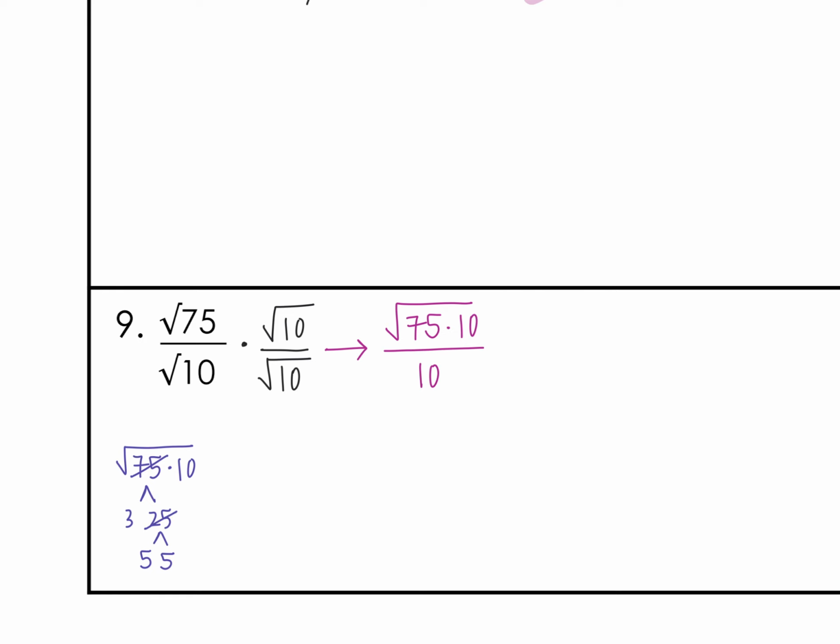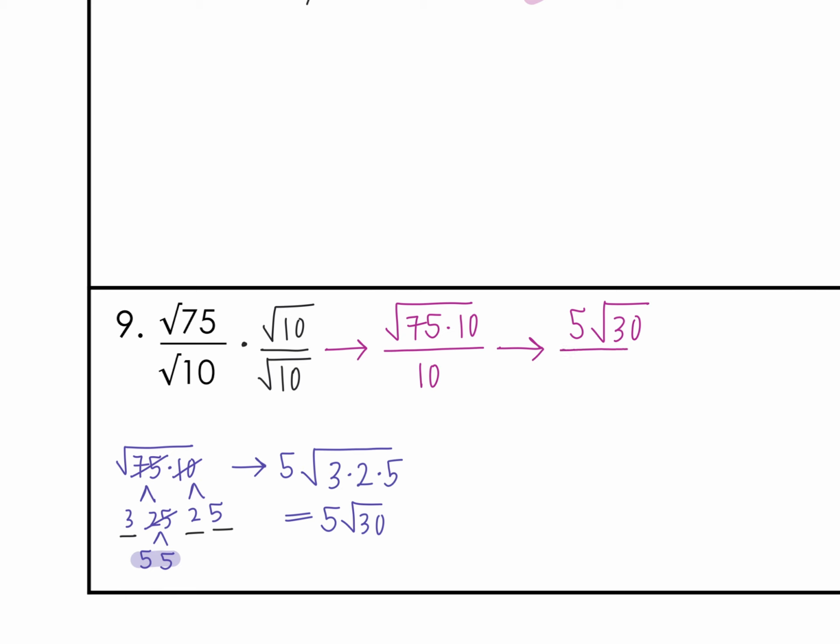I'm going to highlight that pair. And then I have that 10 can be factored into 2 times 5. So I'm going to have a pair of 5s, but then I have left over 3, 2, and a 5. And so I'm going to get 5, and then we'll have that square root of 3 times 2, which gives you 6, times 5, which will give me 30. So 5 square root of 30. I'm going to come back over here. I'm going to replace that with 5 square root of 30 over 10.